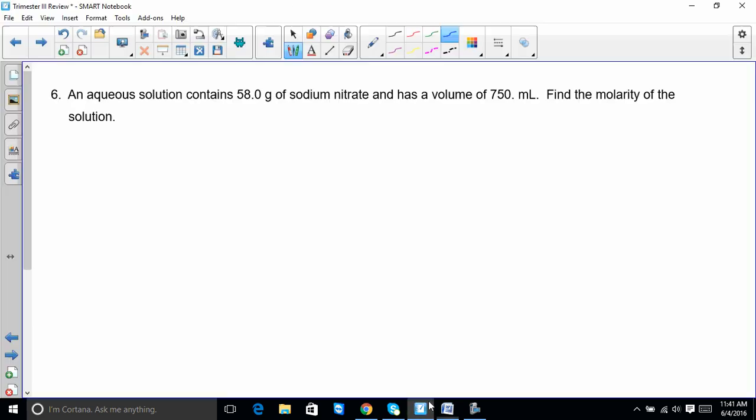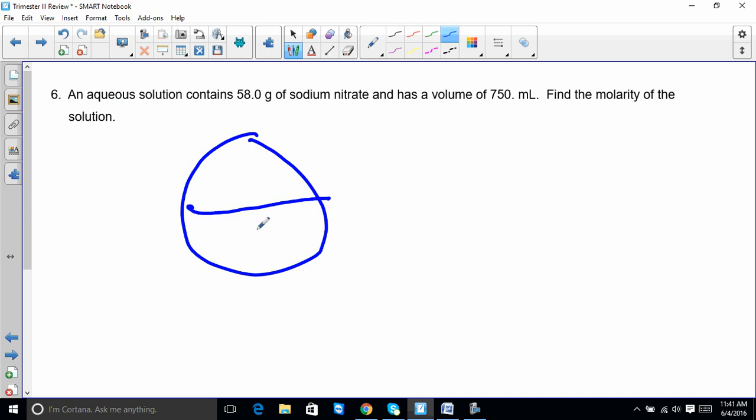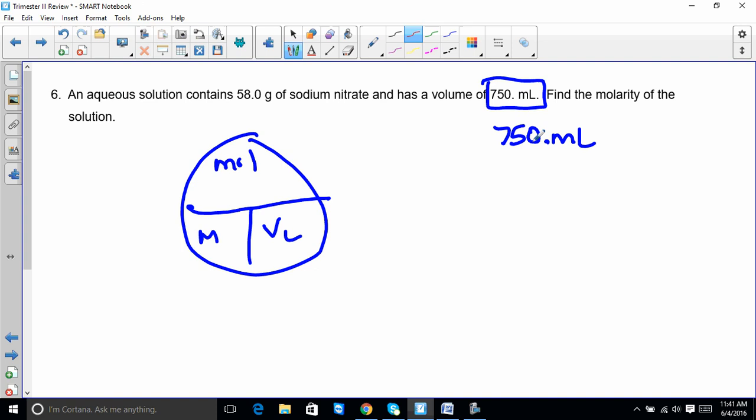So to do this problem, I'm going to draw this big circle. That's such a bad circle. And there's the T. And molarity is moles per volume in liters. Okay, so step one, I'm going to find the volume. Is it in liters? Nope. 750 milliliters. I'm going to slide it 1, 2, 3 times, this is 0.750 liters.